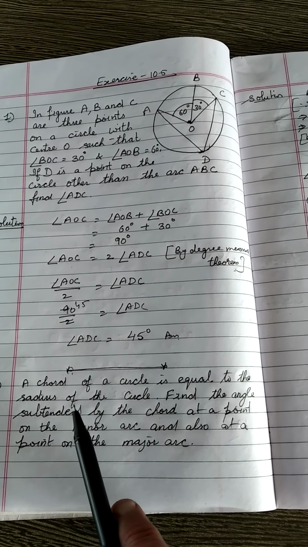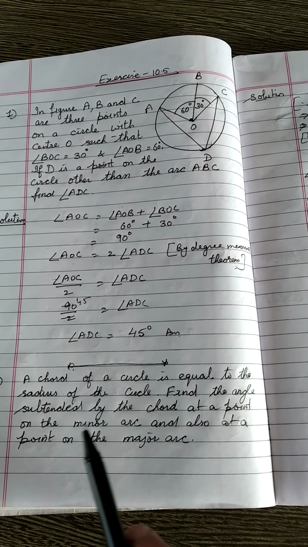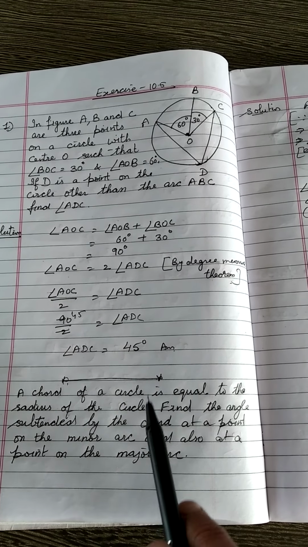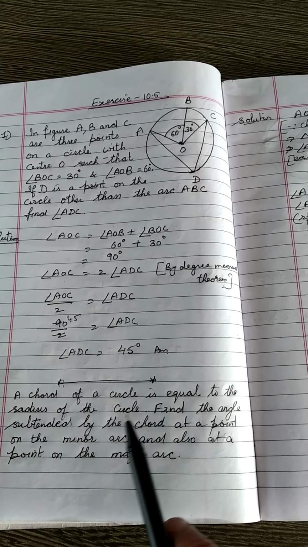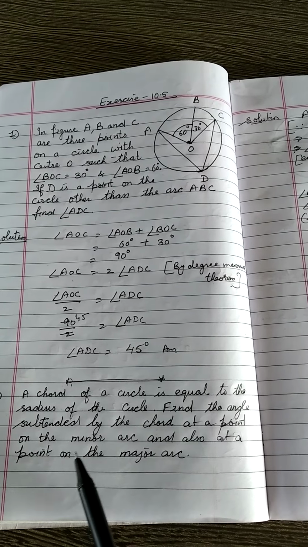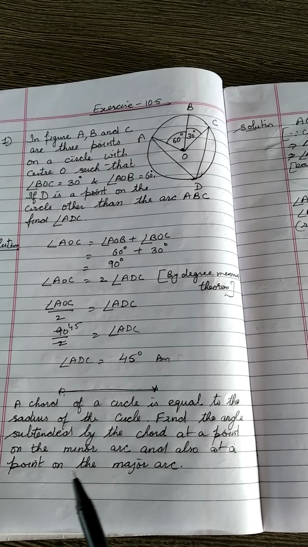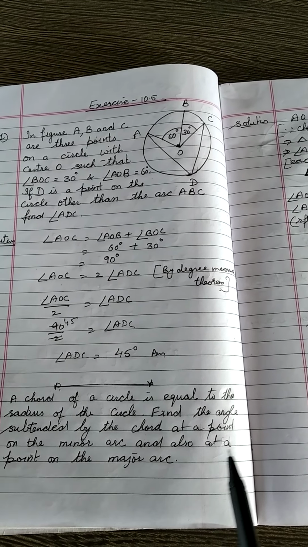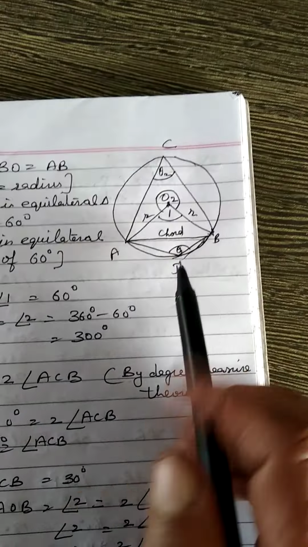A chord of a circle is equal to the radius of the circle. Means in a circle, a chord is equal to the radius. Find the angle subtended by the chord at a point on the minor arc and also at a point on the major arc. See, this is the diagram for this question.